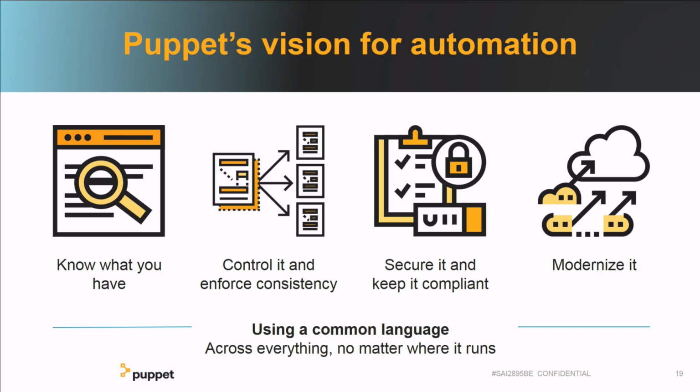And the way we believe in doing this is using a common language across everything. If you haven't actually used Puppet, we're very much at the center of what gets called the infrastructure as code movement, where you describe your infrastructure in a text-based format and you start treating it like code. So you can start using the tools and the processes that software engineers have been using for decades.